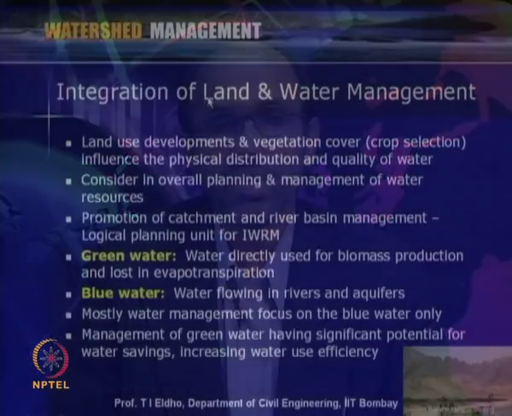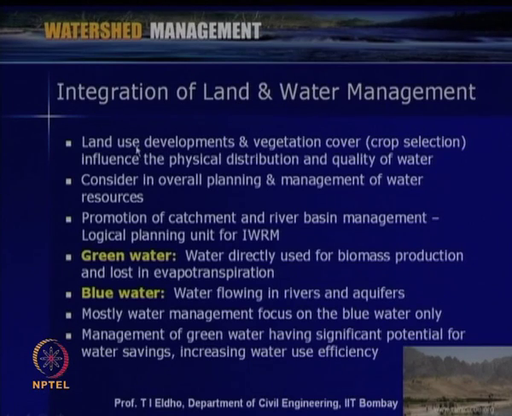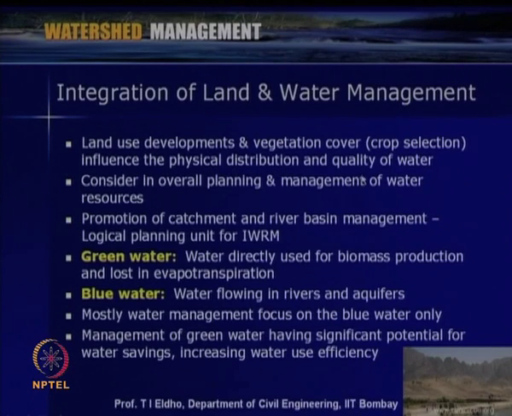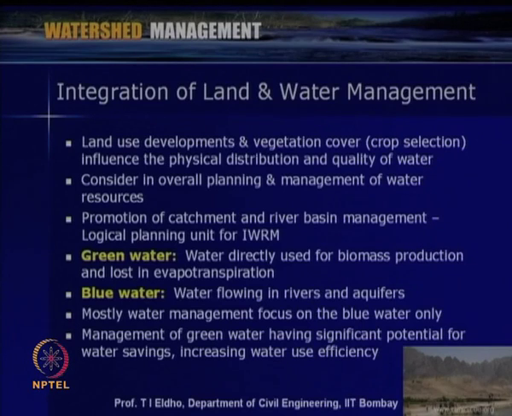Now out of these two issues of natural system and human system, let us discuss two important issues. The first one is related to natural system, that is integration of land and water management. The land use developments and vegetation cover, like crop selection or afforestation etcetera, influence the physical distribution and quality of water. So that is very important. Considering overall planning and management, we have to see that land and water both are resources. We integrate both in such a way that optimal or sustainable development takes place.